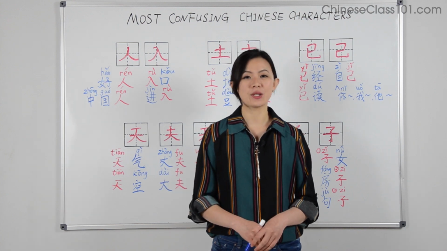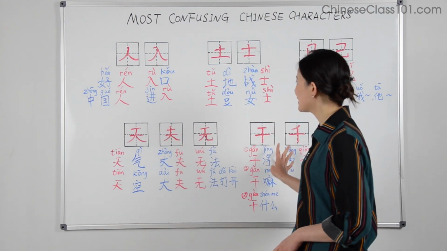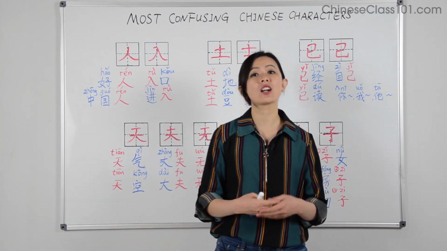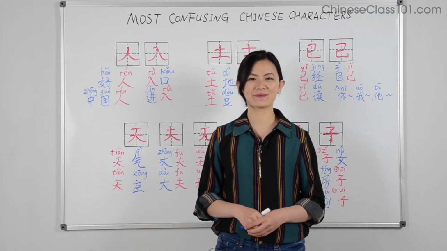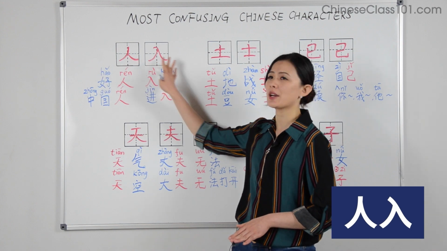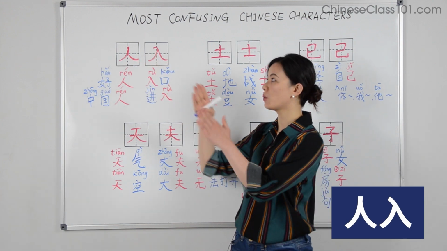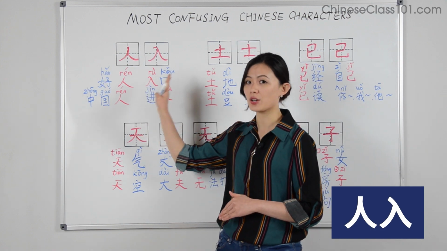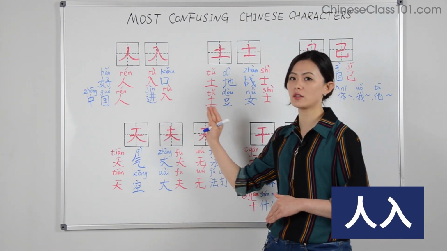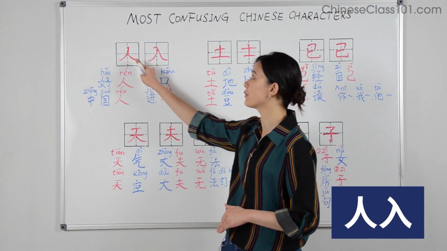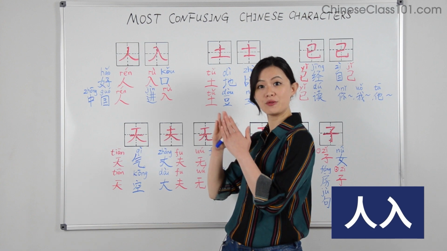In this lesson, you will learn 5 sets of most confusing Chinese characters that are commonly used in daily life. Okay, here is our first pair. Both of these two characters look very simple with only 2 strokes, one curve on the left and one curve on the right. But if you look closely, the 2 curves are connected differently.